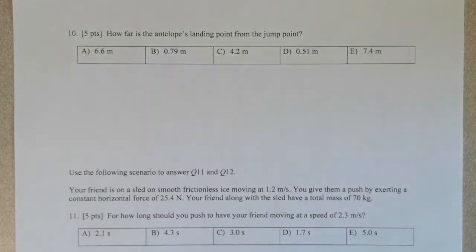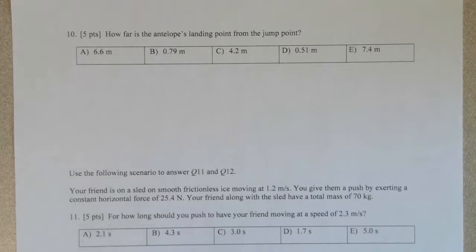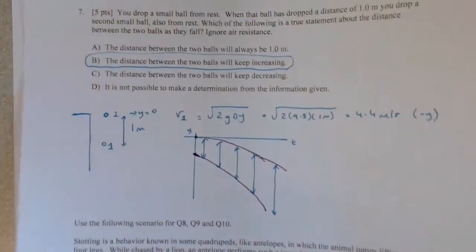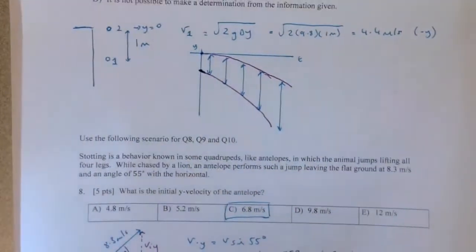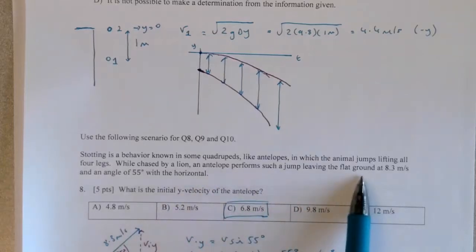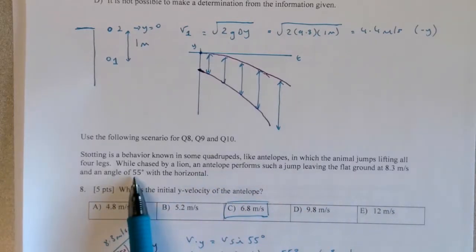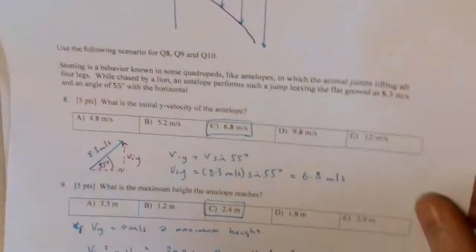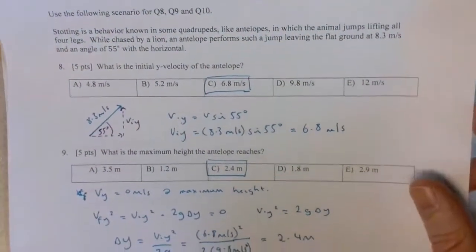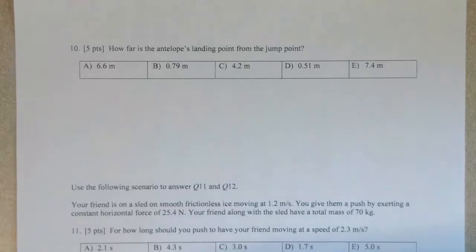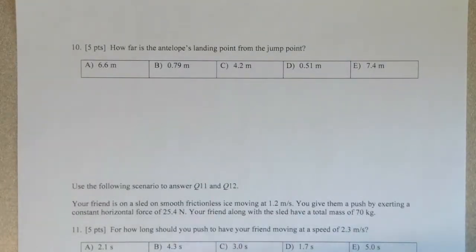Okay, so question 10 of the exam is the last question referring to the jumping antelope, which I'll put back down here. This question is about a jumping antelope jumping at 8.3 meters per second at 55 degrees. We've already figured out its initial y velocity at 6.8 meters per second, and we know its maximum height is 2.4. The last part of this context is figuring out how far the antelope jumps in the horizontal direction.